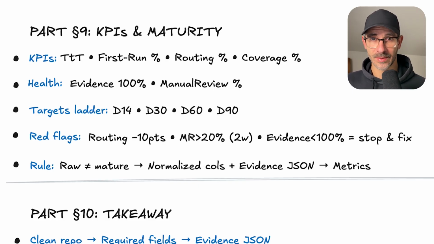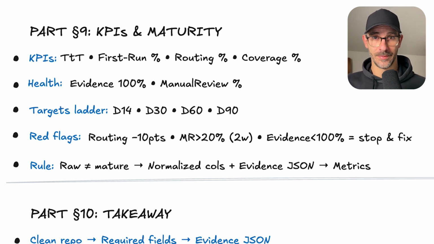We set a simple targets ladder. Day 14, 30, 60, and 90. Each rung pushes triage faster, raises accuracy, and expands coverage. Red flags are clear. Routing drops more than 10 points week on week. Manual review stays above 20% for 2 weeks, or evidence falls below 100%. Any of these mean stop and fix.